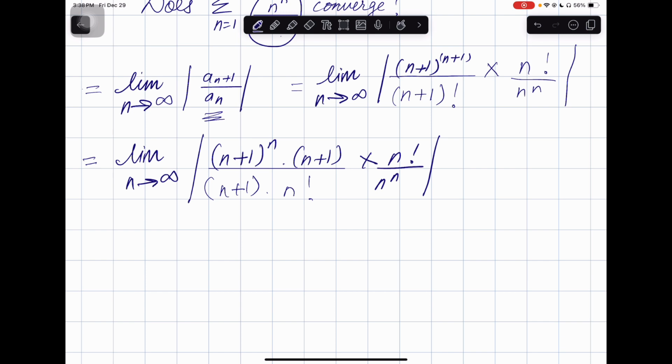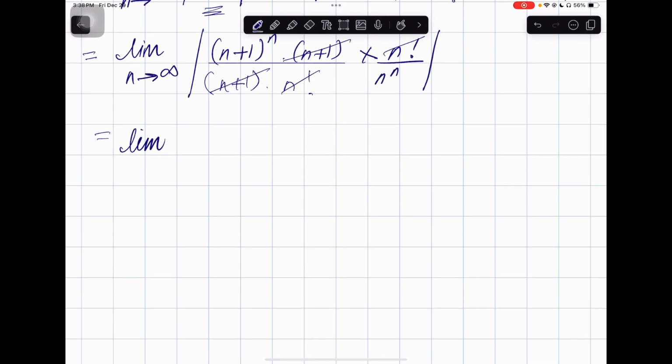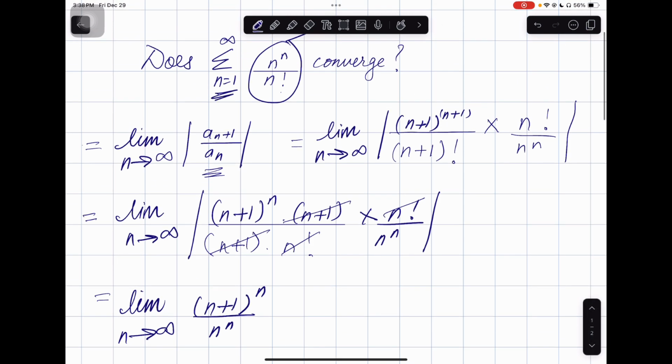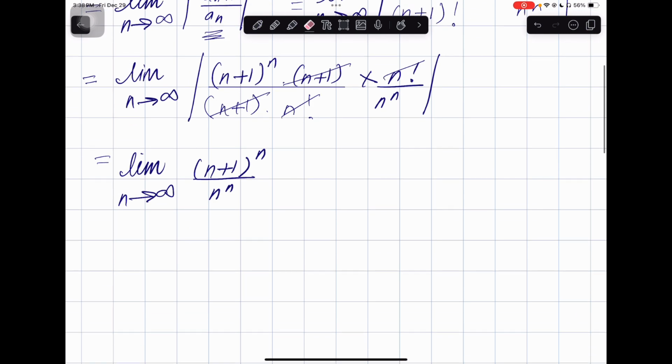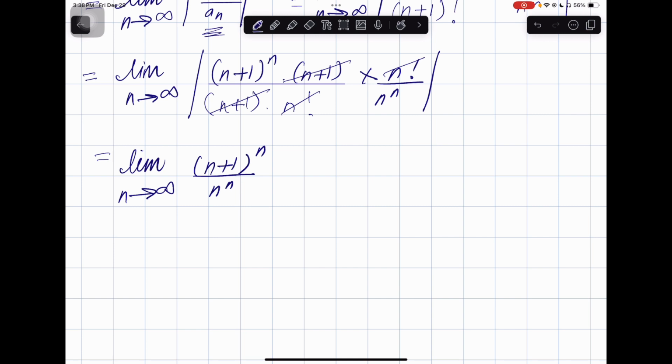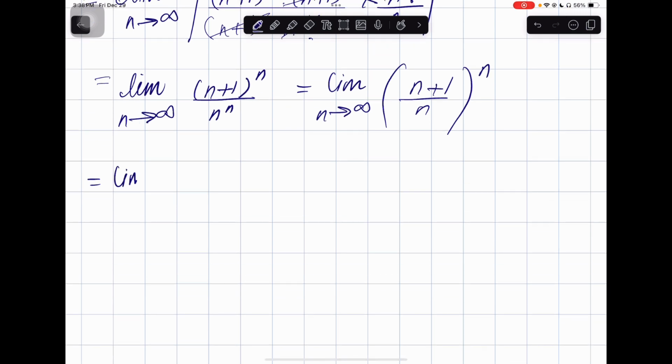So this cancels this and this cancels this, right? So what we are left with is the limit as n tends to infinity of (n+1) over n. We can get rid of the absolute sign because n starts at 1, so they're all going to be positive numbers. So this can also be written as (n+1) over n to the whole power n, since both the numerator and denominator have the same power.